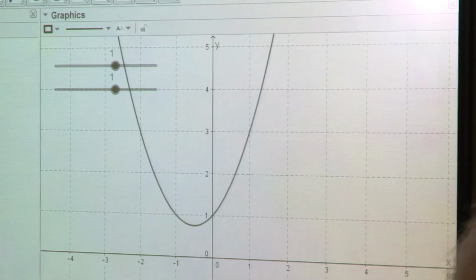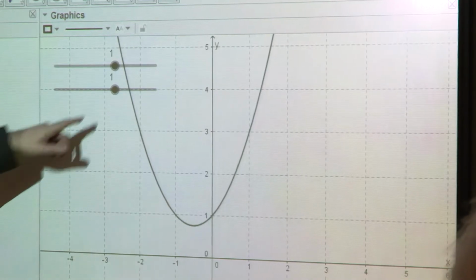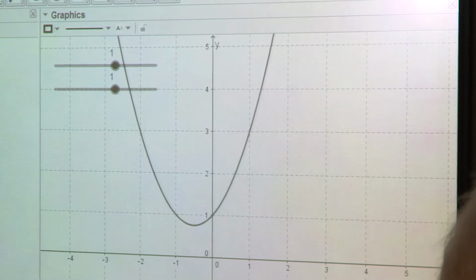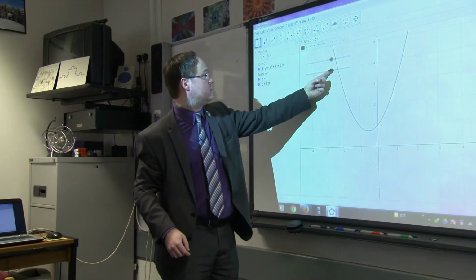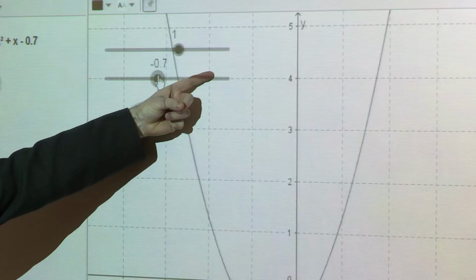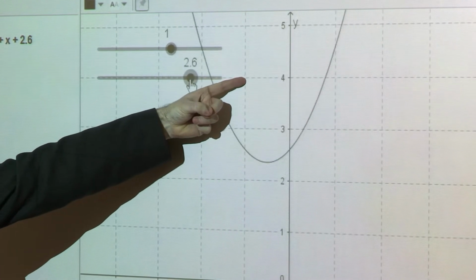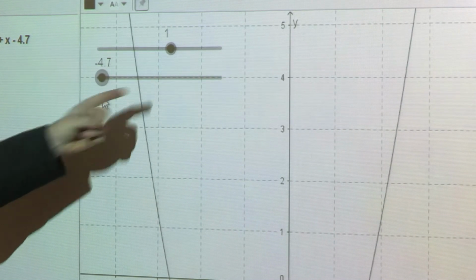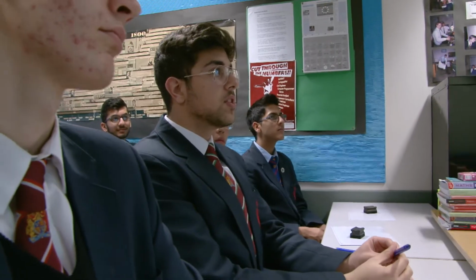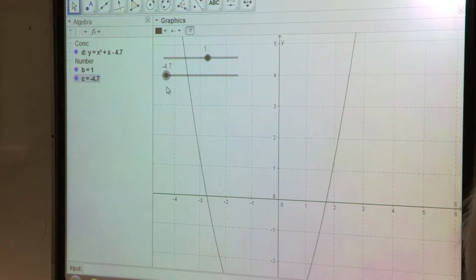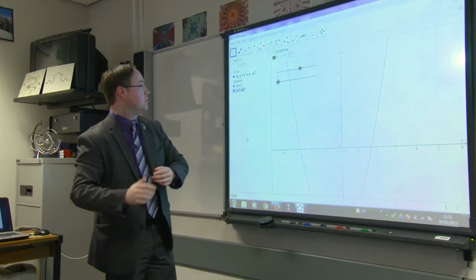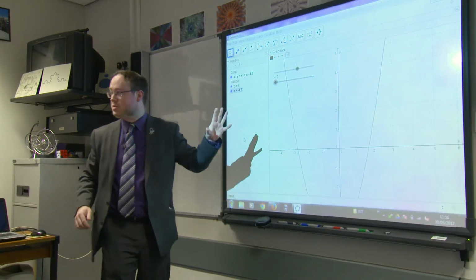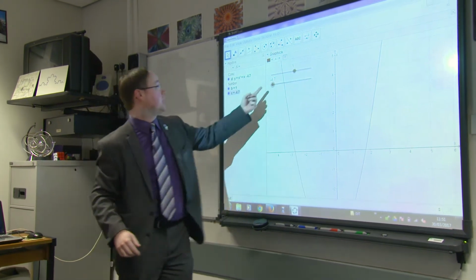Usual parabola shape. I'm going to move the slider for c, the constant at the end, and let's see what happens to the graph. So what's happening with the shape of the graph there? The y-intercept is changing. By how much? By how much you're changing the slider for c. So let's fix that constant c at, say, 4.